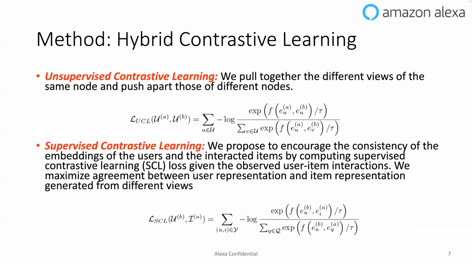For the supervised contrastive learning, we propose to encourage the consistency of the embeddings of the users and the interacted items by computing the supervised contrastive learning loss given observed user-item interactions. We maximize agreement between the user representation and its item representation generated from different views.